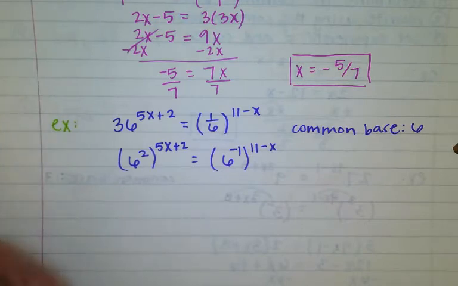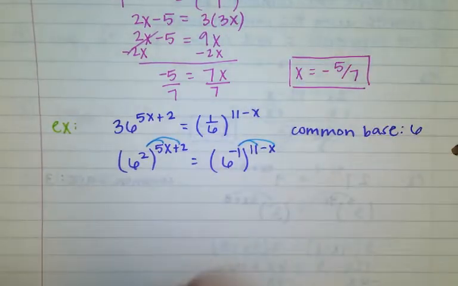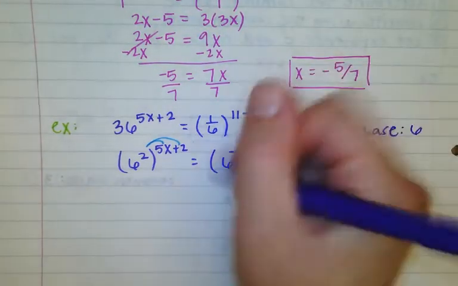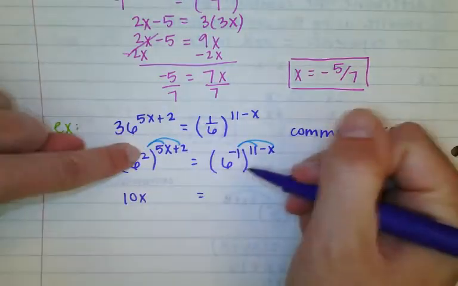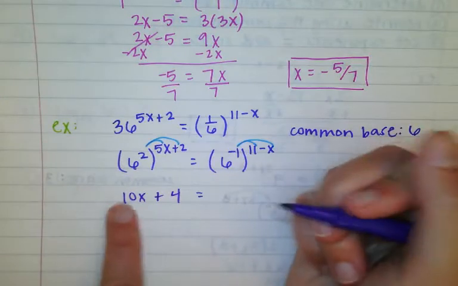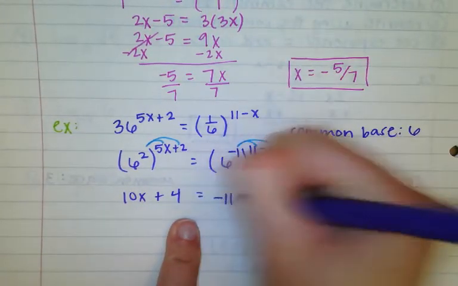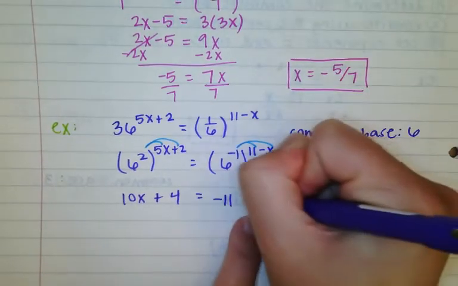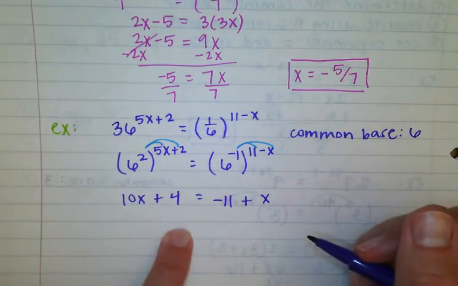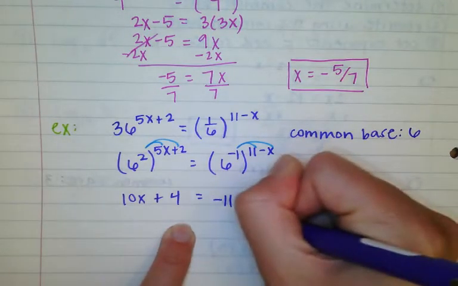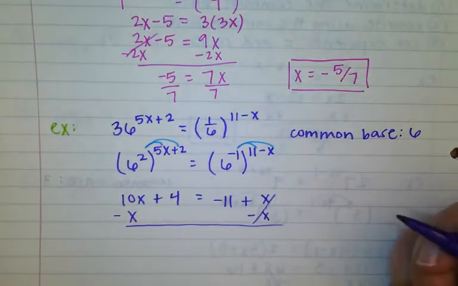And now we're going to solve the equation that is in the exponents. So I'm going to go ahead and distribute as I rewrite this problem. So 2 times 5x, 10x, 2 times 2, 10x plus 4 on the left side equals negative 11, and the negative 1 times negative x would make a positive x on the right side. Now let's solve this equation. I'm going to subtract x so that my x's are on one side.